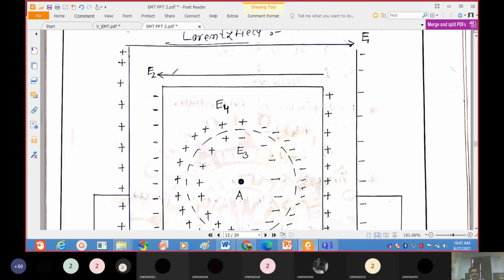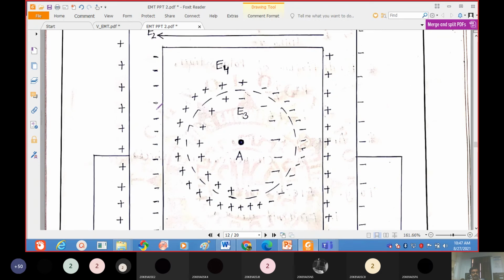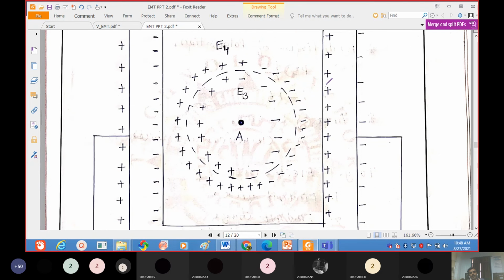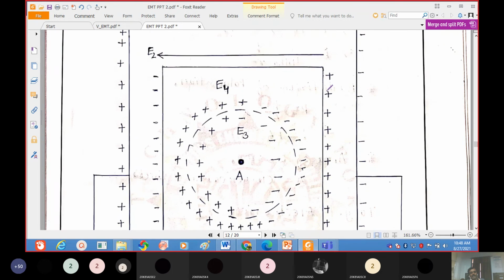Using the capacitor plates, we apply the positive terminal this side and the negative terminal this side. Due to the positive terminal, negative charge is accumulated on the surface of this dielectric material. Similarly, positive charge is accumulated on the other side surface of the dielectric material.